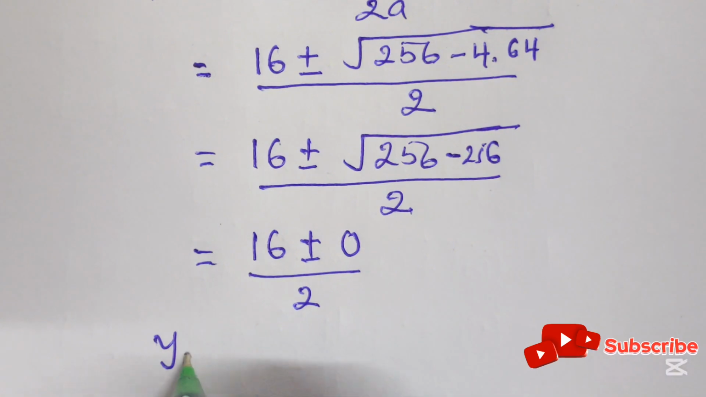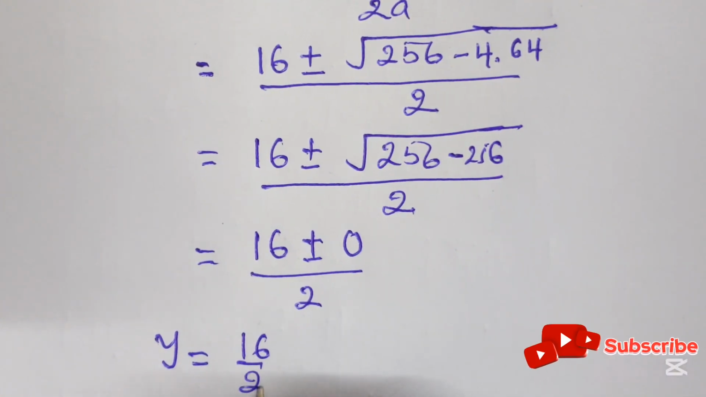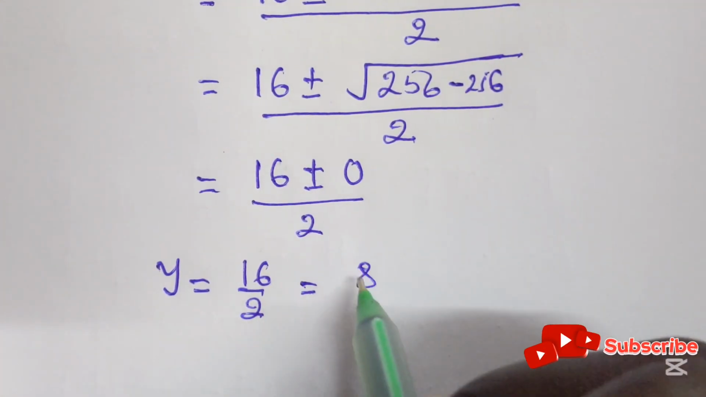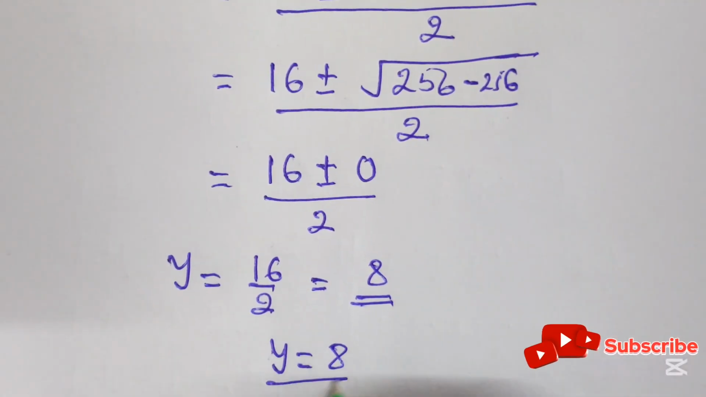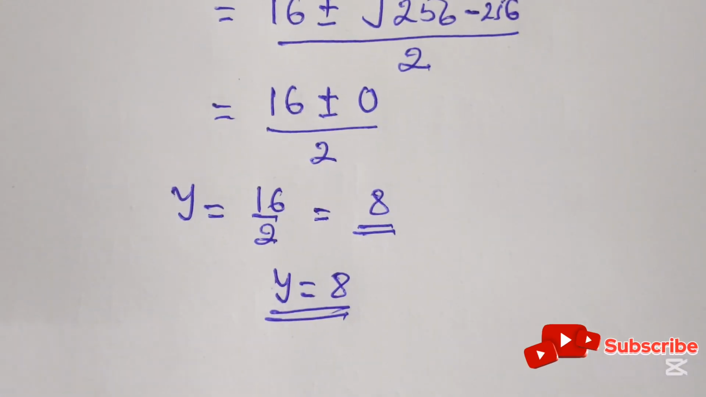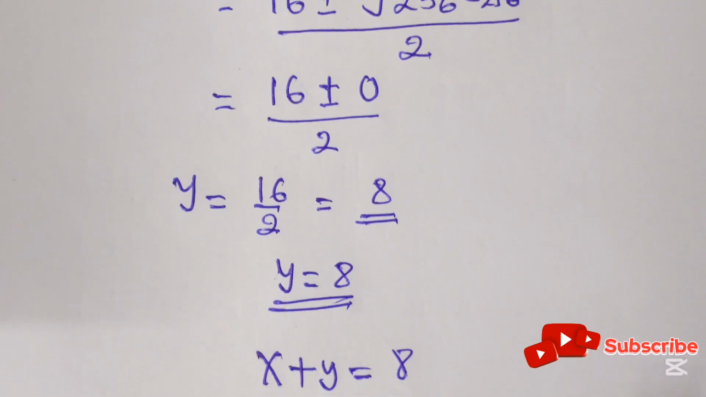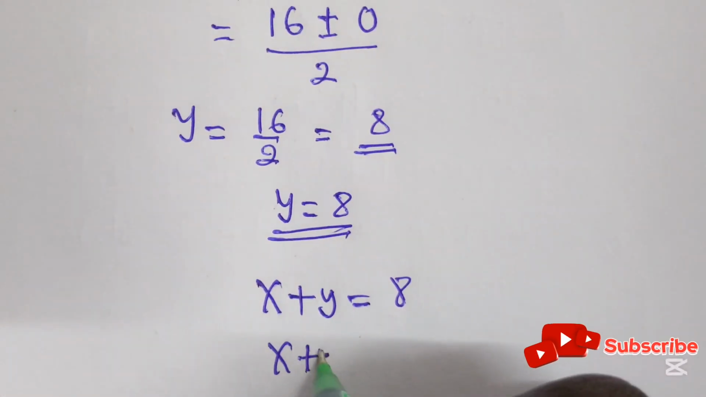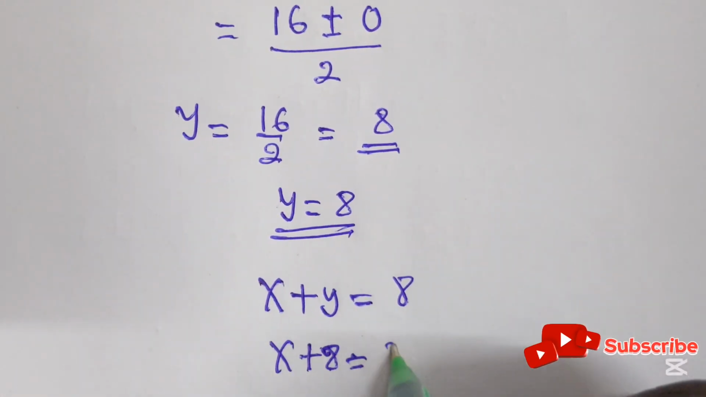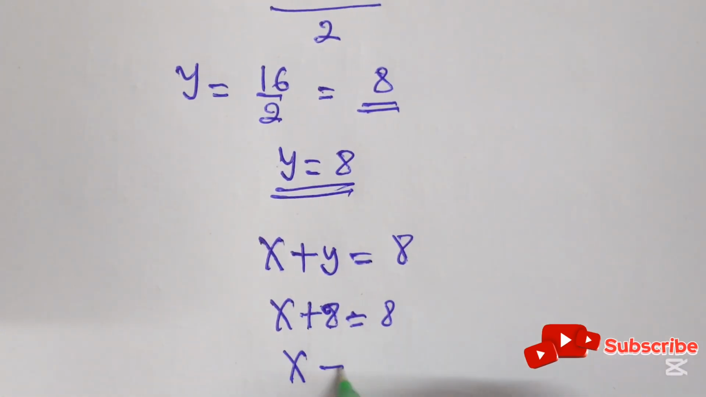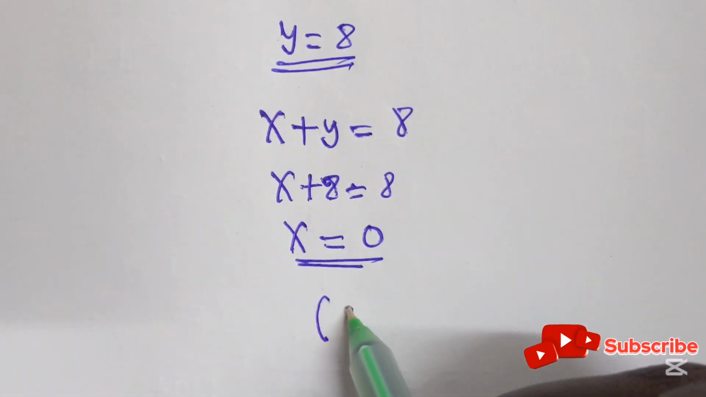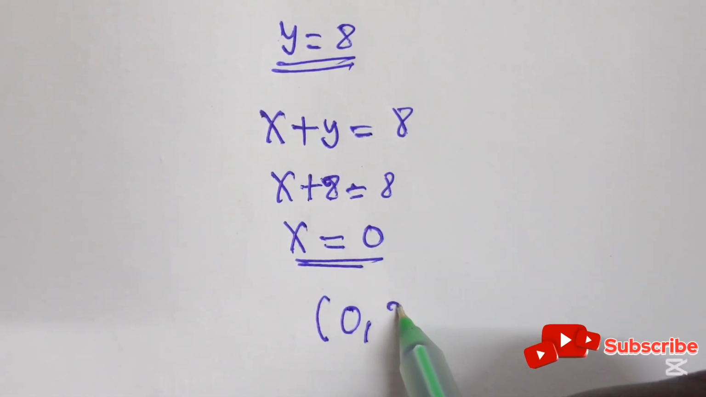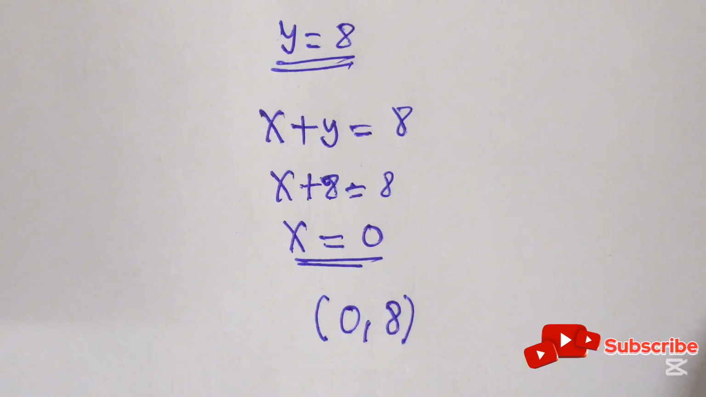So we have one y, which is equal to 16 over 2. This is equal to 8, so y is equal to 8. By finding the value of x, we know x plus y equals 8, so x plus 8 equals 8. Then our x will be 0. So our coordinates are x equals 0, while y is equal to 8.